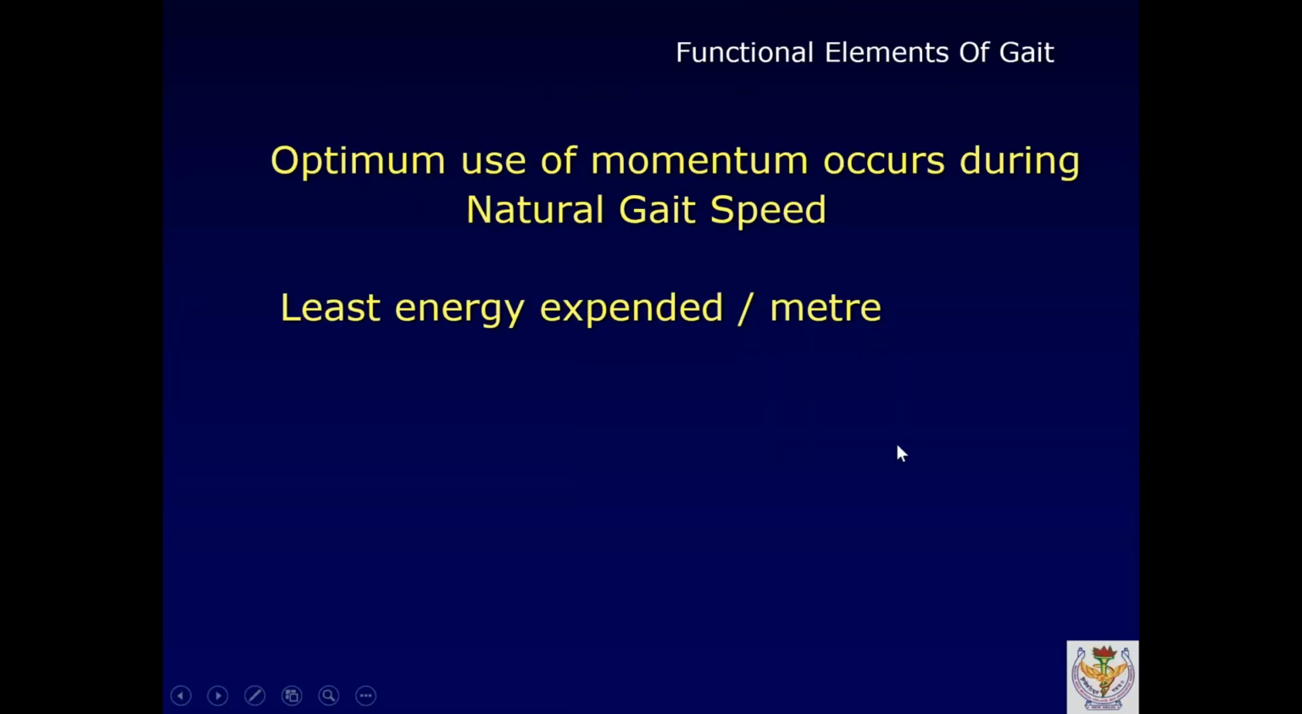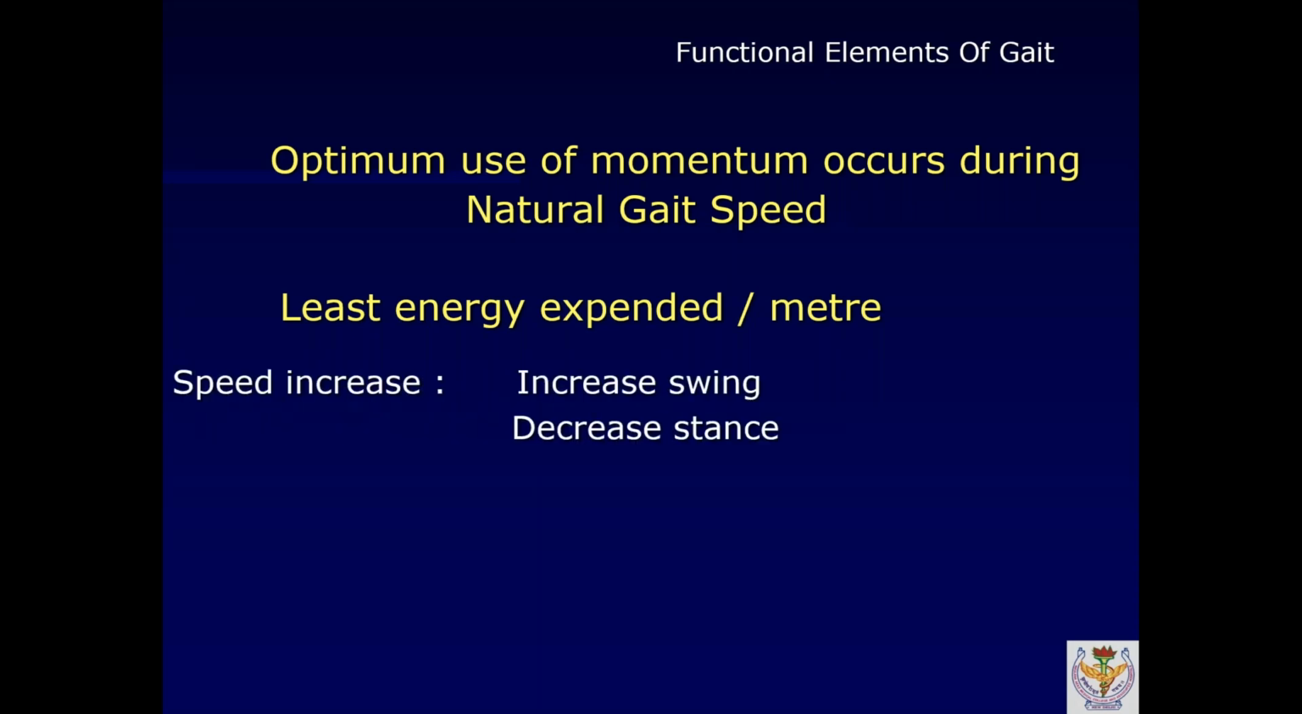Now I was talking about energy consumption. It has been seen that during walking at the normal natural gait speed, there is an optimal use of momentum, so the least energy is used by the person for every meter he walks. If a person does not walk at his own natural gait speed, then the momentum changes and the energy expended also increases. If you see different people walking in a park, they are walking at different speeds. If you walk slower or faster, you can actually cause more energy consumption.